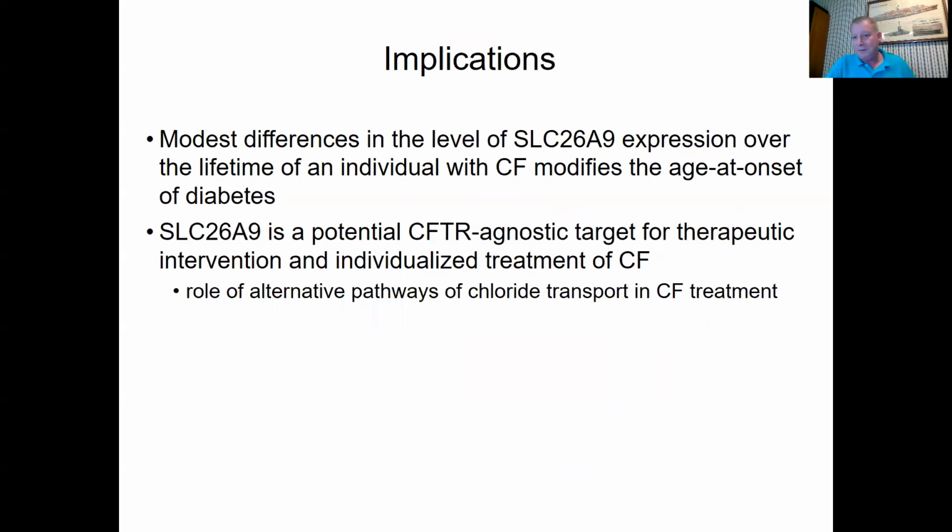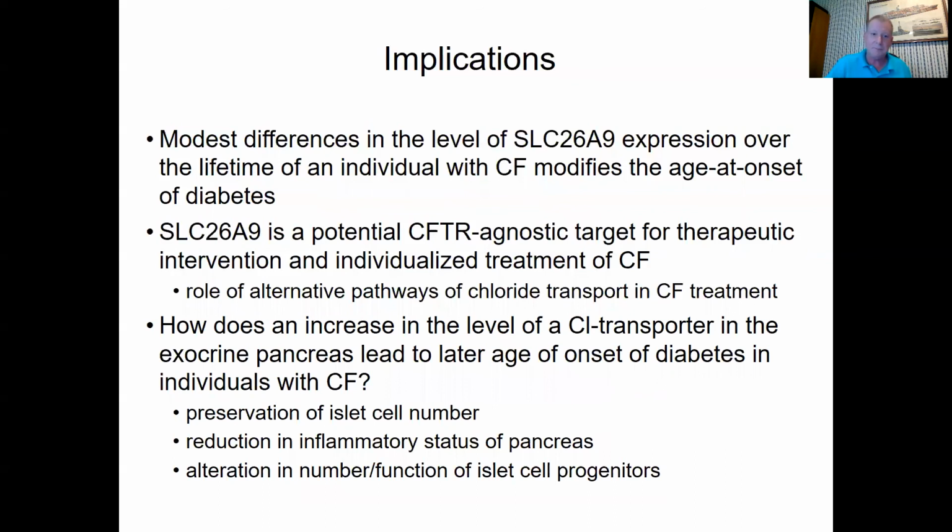As pointed out by others, and our work supports it, A9 is a great target for CFTR-agnostic therapy. And this also emphasizes the potential for alternative pathways of chloride transport in CF treatment. And the last question is, how does this chloride transporter in the pancreatic ductal cells, in the extracorporeal pancreas, really lead to a later age of onset? There are a number of theories: it somehow preserves islet cell number, changes the inflammatory status of the pancreas, or affects the number of functional islet cell progenitors.